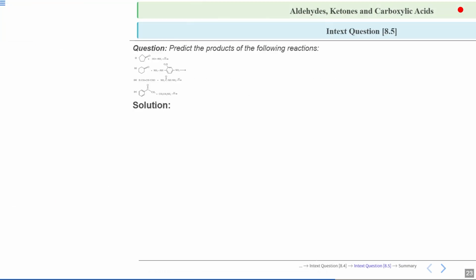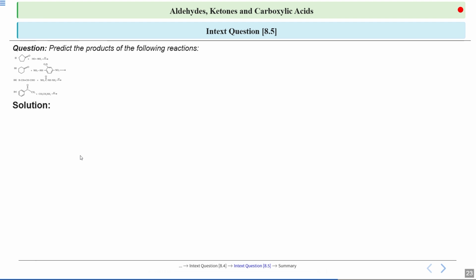Okay, let's move on towards the solution. First, we will solve the A part. In the first reaction, you have reacted cyclopentanone using hydroxylamine in acidic medium. This NH2OH is hydroxylamine, and the product which you have obtained is an oxime.